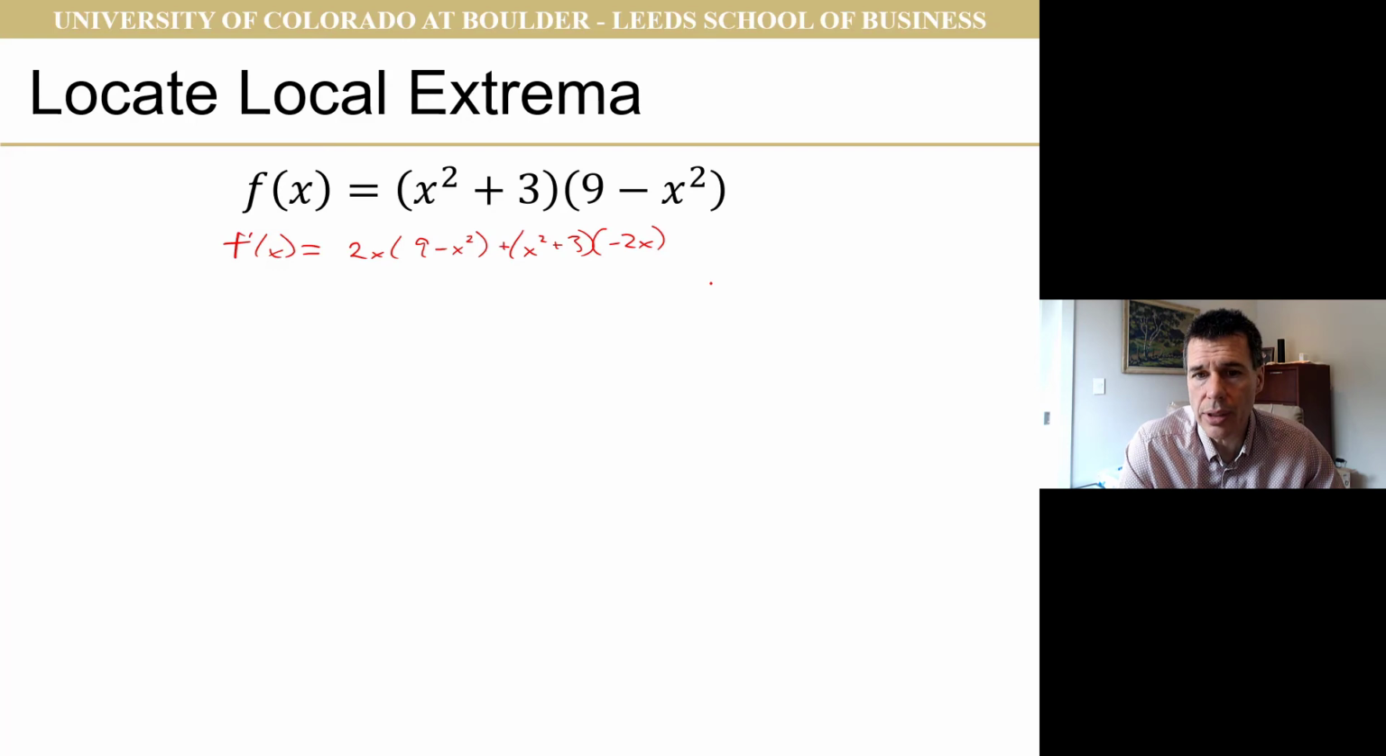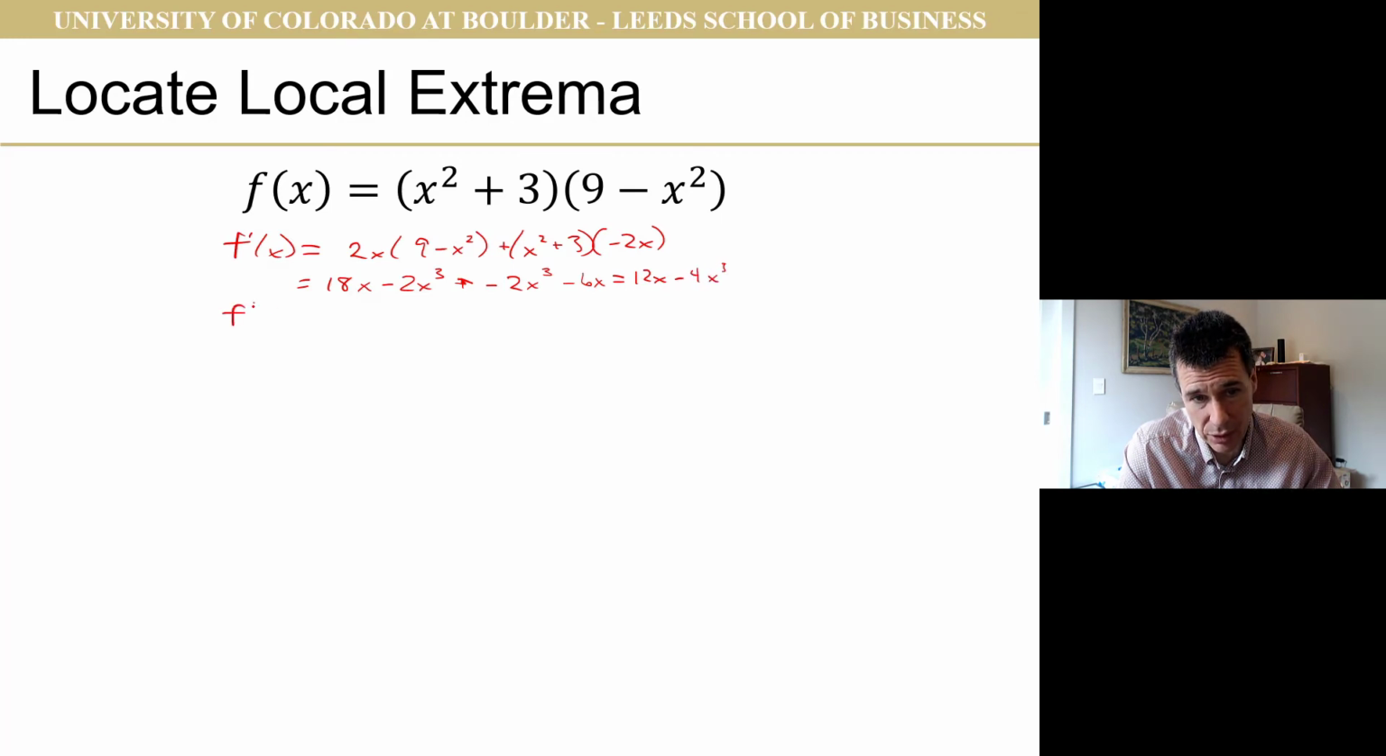I could take the derivatives here. I've got a couple of product rules, so it would work, but I think I'll multiply it out. I think multiplying this out is going to make life easier. So this is 18x − 2x³ minus 2x³ minus 6x, which is equal to 12x − 4x³.